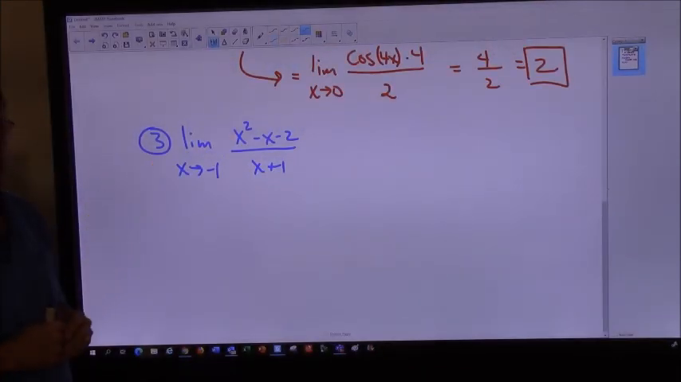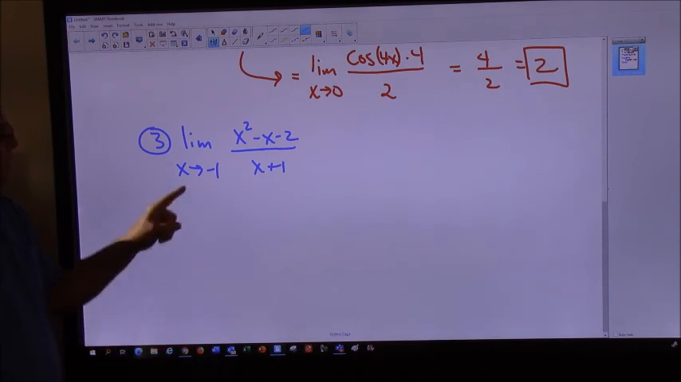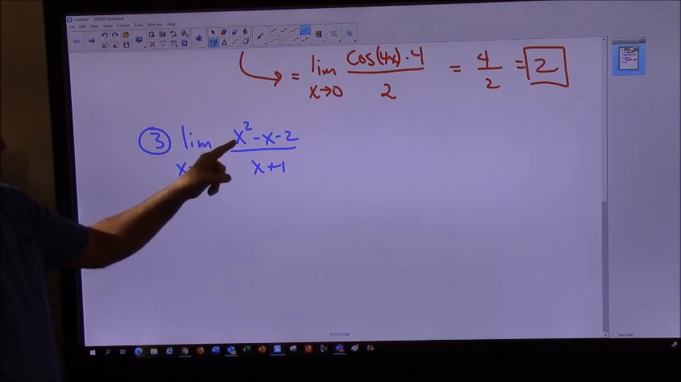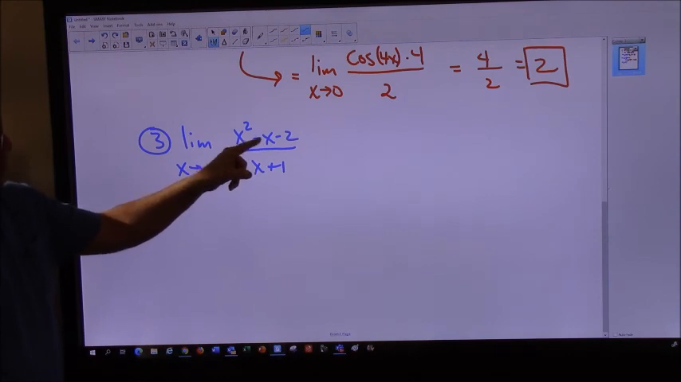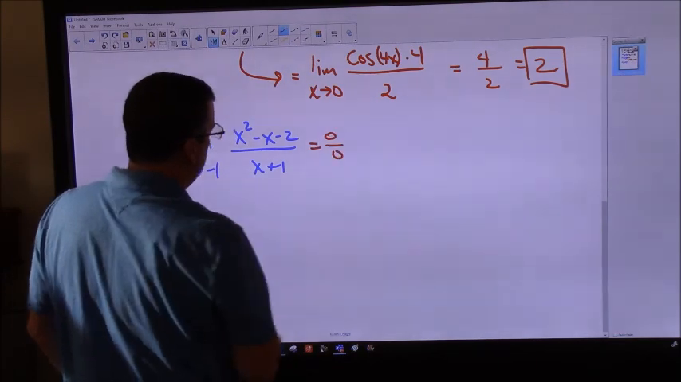All right, you guys go ahead and try this one. All right, so if I plug a -1 in, yeah, I'm going to get 0 in the denominator. Here I get a +1. Subtract a -1, that means plus 1 more, that's 2, minus 2. So yes, I get 0 over 0.